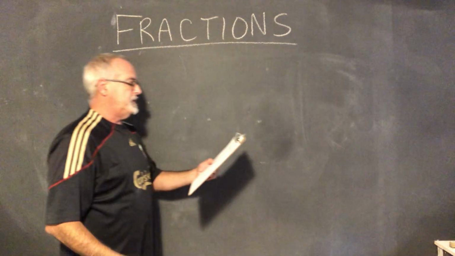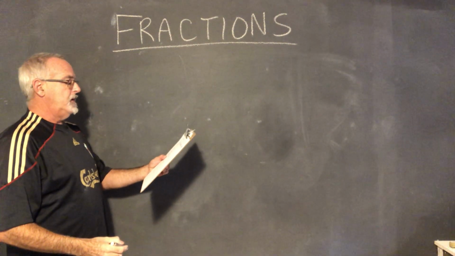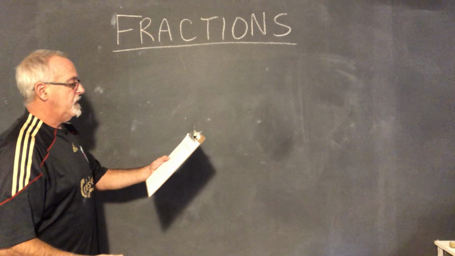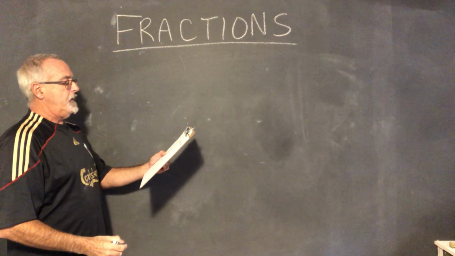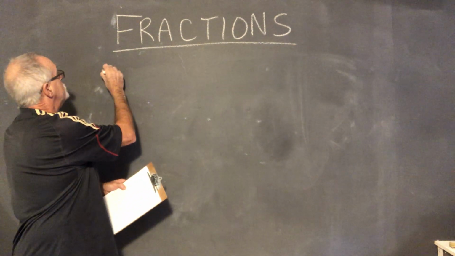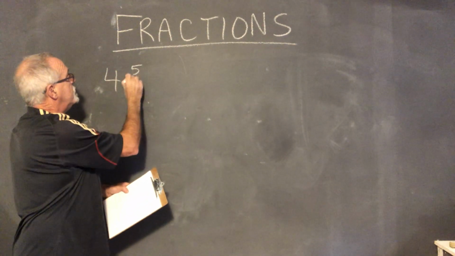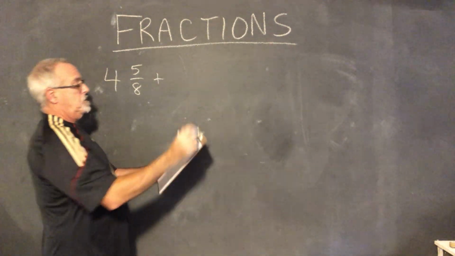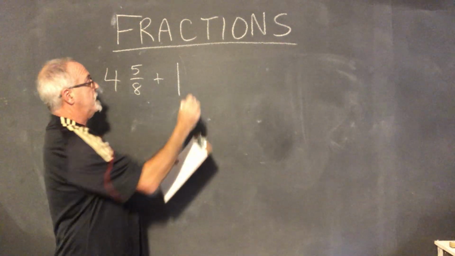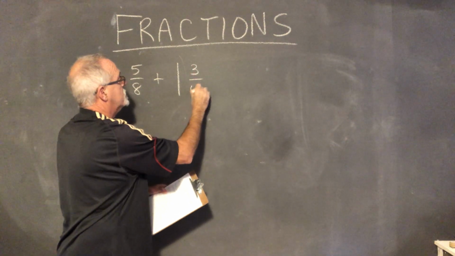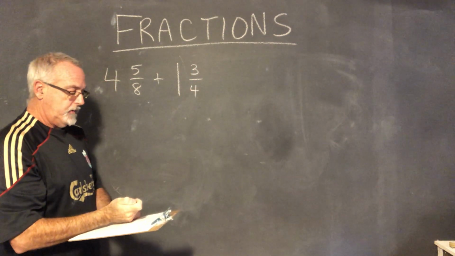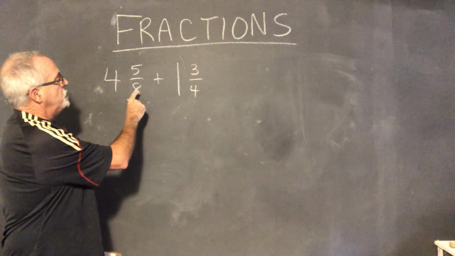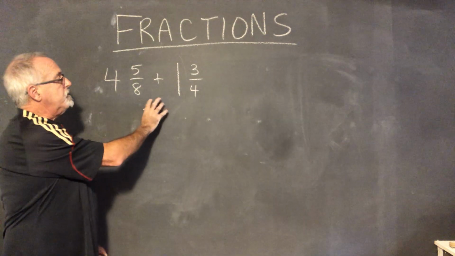Okay, how about 4 and 5/8 plus 1 and 3/4. Okay, what's going to happen with this one? We don't have a common denominator. We have to make sure we have one.